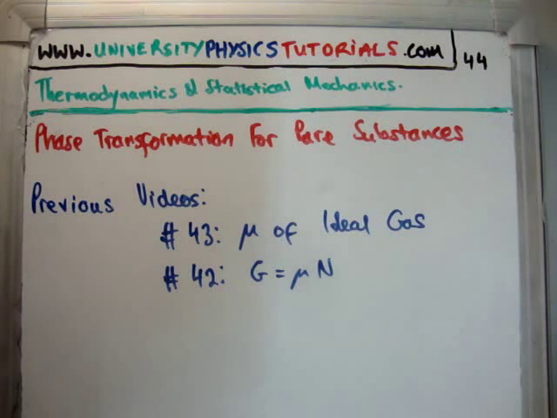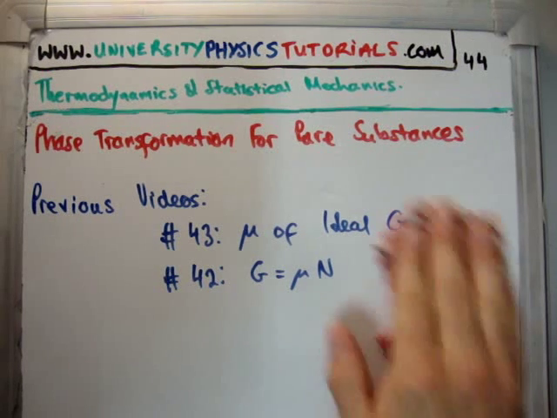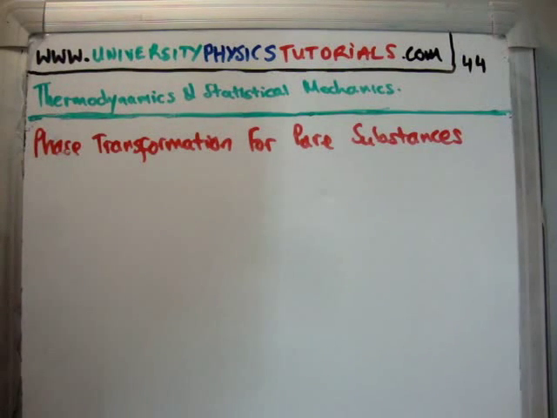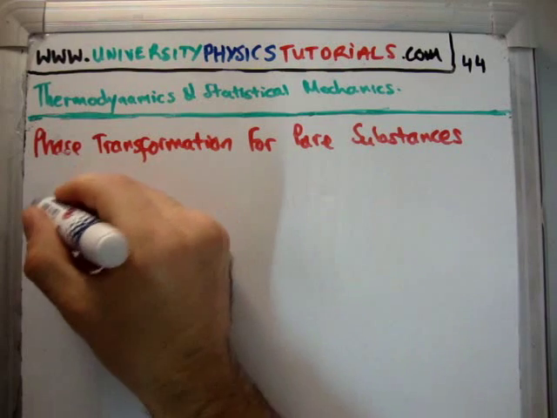Number 43, I discussed the chemical potential of an ideal gas. And number 42, I showed that the Gibbs free energy per particle is equal to the chemical potential. So, let's just do one or two definitions.